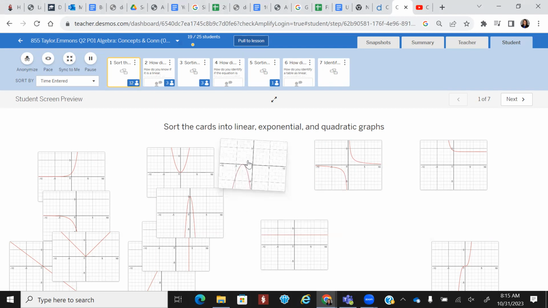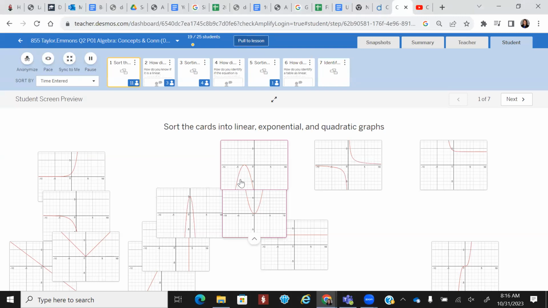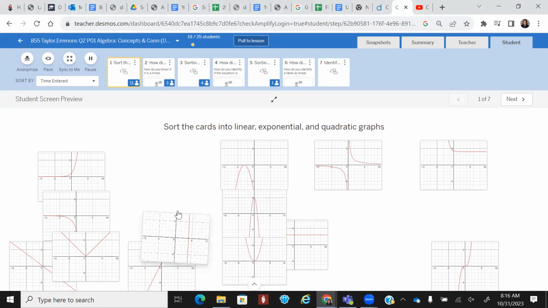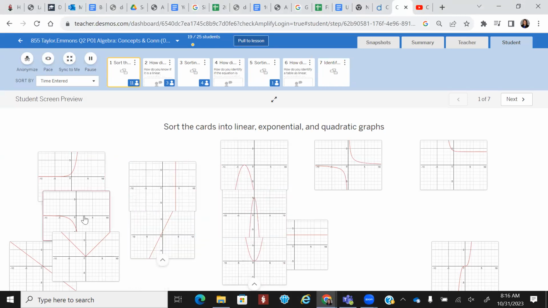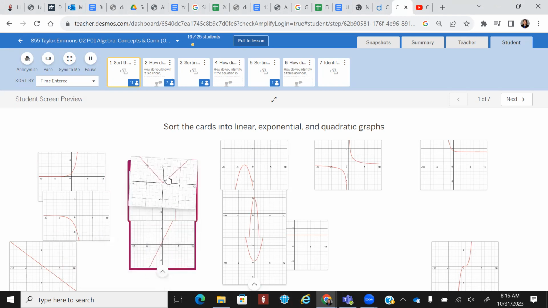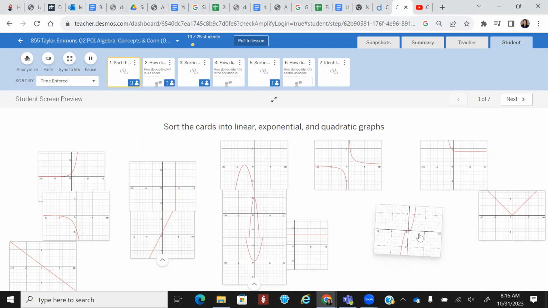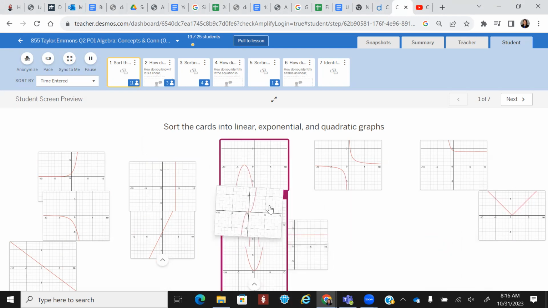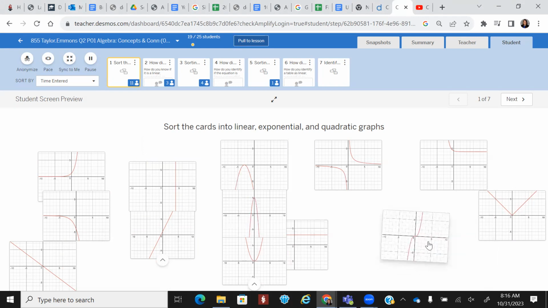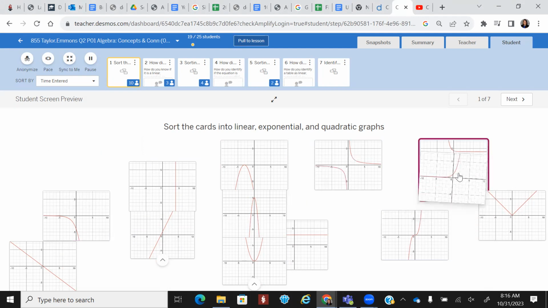Okay. For quadratic, a lot of you put the little U-shaped ones together. It was really good. Okay. Some of y'all put this V-shaped one with the linear. What is that one called? Okay, so is that technically linear? Nope. Okay, a lot of y'all put this one right here with the quadratic. Is that a U shape? No. Okay, so that guy shouldn't have gone with him. Okay. These were all exponential.